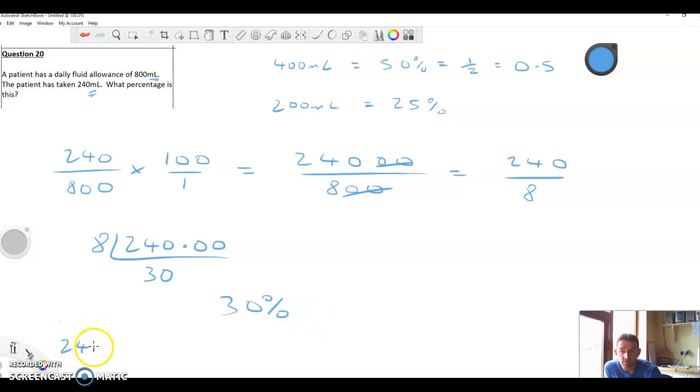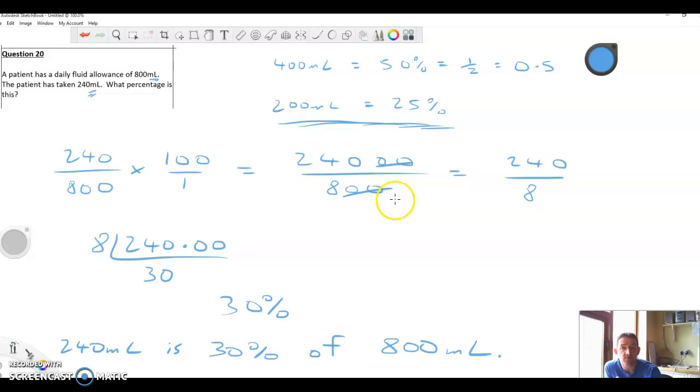Okay, 240 milliliters is 30% of 800 milliliters. Doesn't make sense? I think it does, going by our earlier guidelines there that we worked out that 200 mils is 25%. So a little bit extra brings us up to 30%.